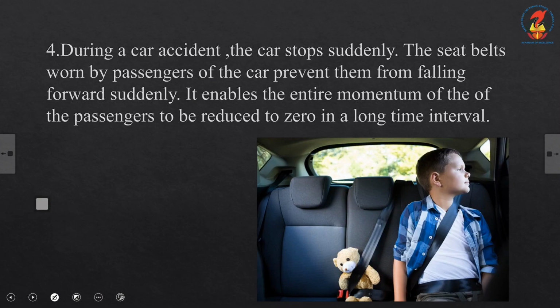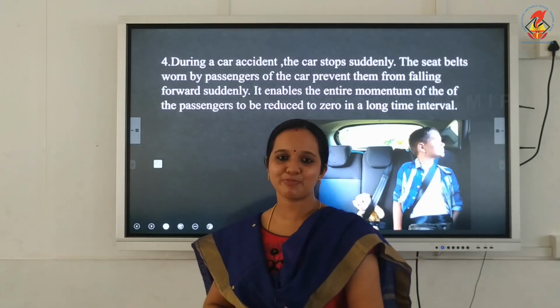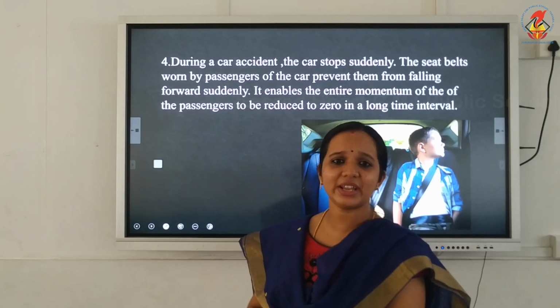Now the next example is a car accident, where the car stops suddenly. The seat belt worn by passengers of the car prevents them from falling forward suddenly. Why do we wear seat belts while we travel in a car?